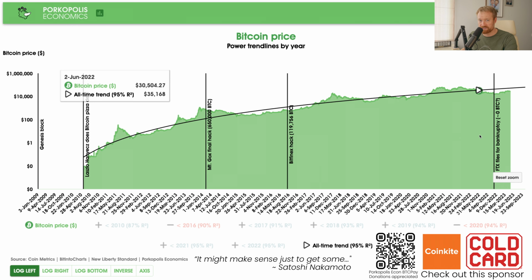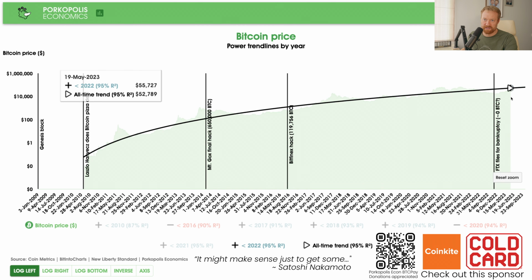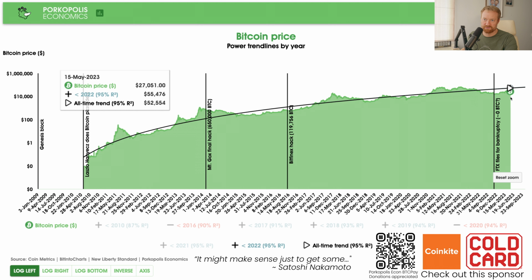Okay, so as this is on log scale, it's going to look pretty granular. I'll zoom in a second to show you, but let's go 2022 and see where it is. You might not have even noticed on the screen here any difference, but there is. And I'll show you on the tooltip. There it is, 2022, 95% R squared as of May 15th. The trend line for 2022 is $55,000 per Bitcoin. All-time trend is $52,000 per Bitcoin. And of course, we are under both of those at $27,000 per Bitcoin at the moment.